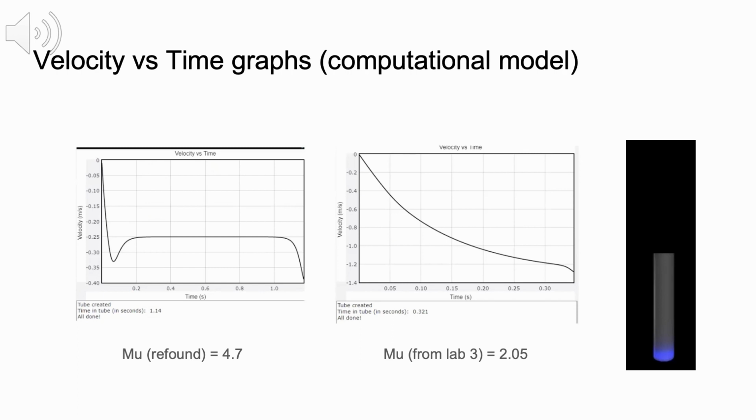On the right is the velocity time graph from the old mu value, 2.05, calculated during lab 3. As you can see, this does not result in the ideal velocity time graph, and therefore 2.05 is an inaccurate value. Hence, we had to refactor this and estimate a new value for mu, which was 4.7, as it resulted in an ideal velocity time graph, or the one that was expected. On the very right is an image of the bar magnet.